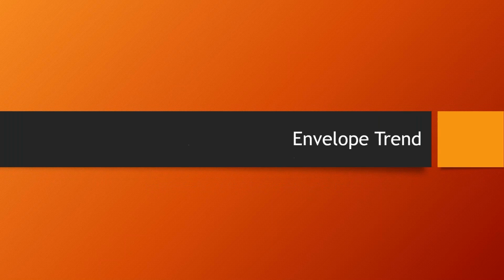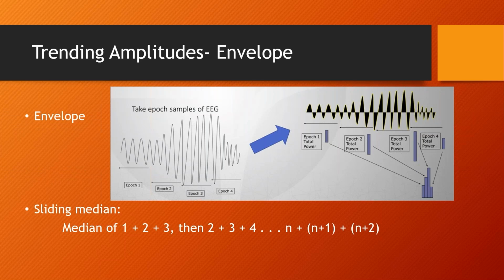So let's talk about the individual trend analyzers, and we're going to start with the amplitude-based ones like the envelope trend. Now, we saw this diagram a little bit earlier where we're just taking the total power from each of these individual epochs and stacking them next to each other. One of the differences with the envelope trend is that we take a sliding median. So we're going to do the median of 1 and 2 and 3. Then we're going to do the median of 2 and 3 and 4, and all the way on up. And we just have a continuous sliding median of the data that's coming in.